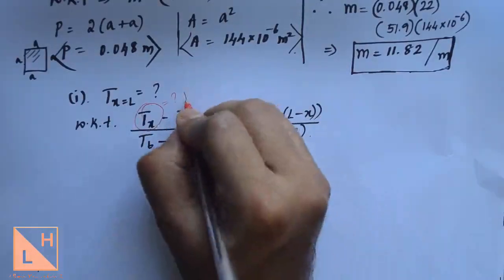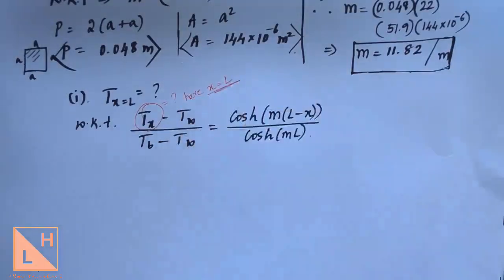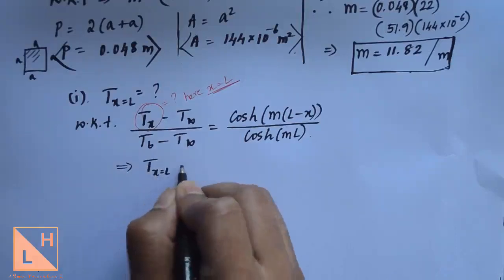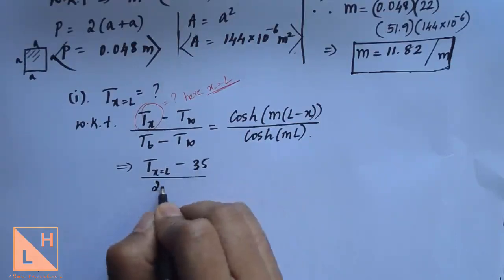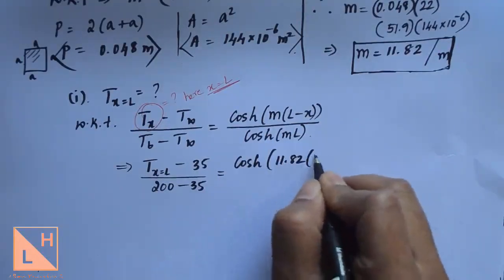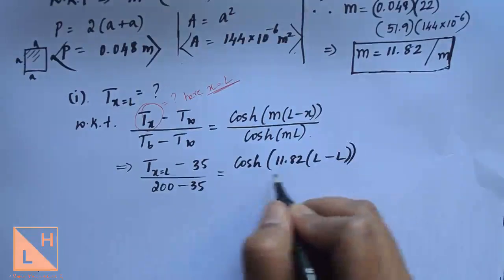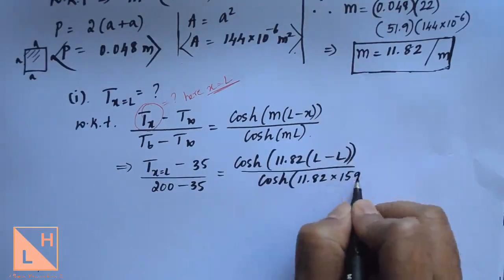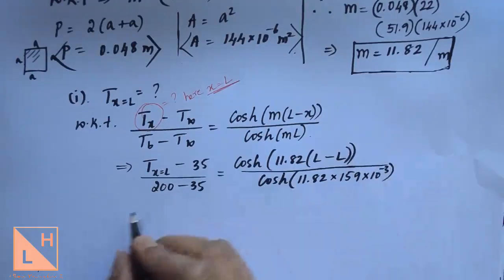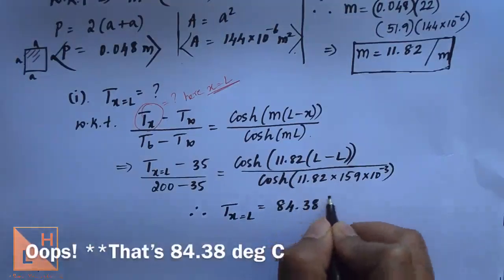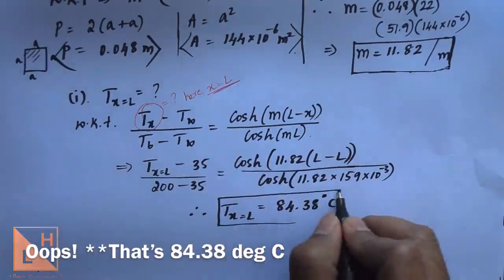Remember, it is cos hyperbolic. So that is T at x, that is the temperature at any distance x. Here we are taking the value of x as L because we need the end temperature. T infinity is known, Tb is known. You can go on substituting it. Remember, it is cos hyperbolic. I repeat it again. While using the calculator, make sure to select cos hyperbolic. So calculate this. The only unknown here, T at x equal to L, will be obtained as 107.38 degrees Celsius.